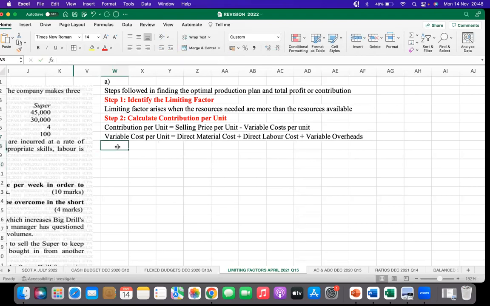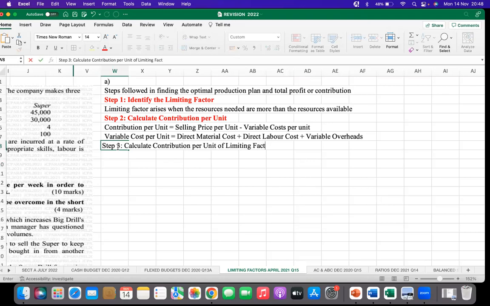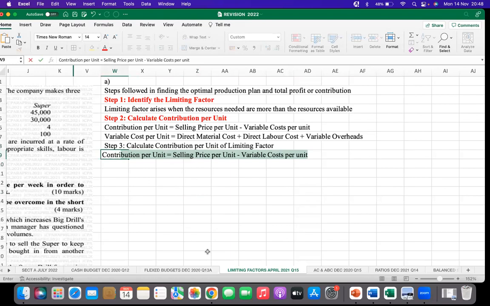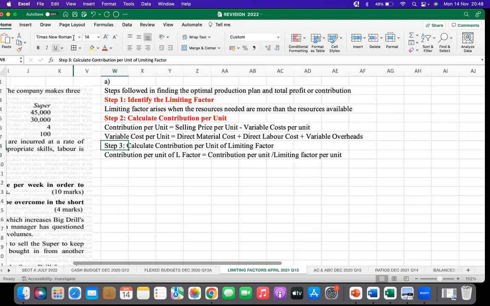Next, step three is to calculate contribution per unit of limiting factor. So contribution per unit of limiting factor is equal to contribution per unit divided by limiting factor per unit. The point I'm trying to make, these are the notes you need in order to answer the question. So I'm still focusing on the notes you need in order to answer the question appropriately.